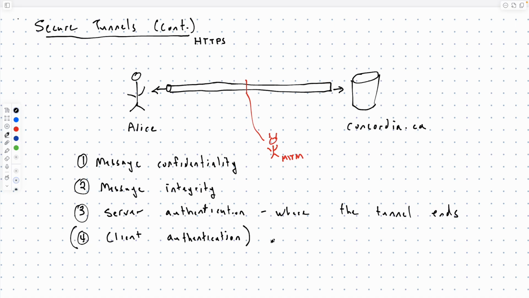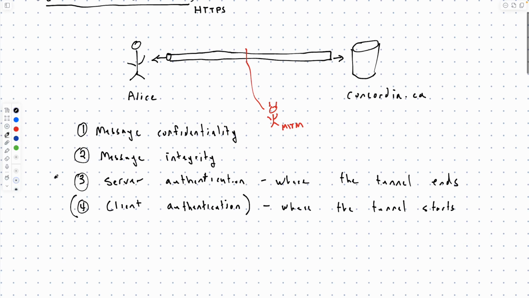Client authentication would be the opposite. It's like where the tunnel starts. And the person that cares about it is Concordia. So Concordia, again, knows where the data is coming from. They know this end of the tunnel. They can't see this end of the tunnel because it's out on the network somewhere. If both endpoints of the tunnel are authenticated to each other, then that's mutual authentication, or server-client authentication. So sometimes we say mutual authentication.